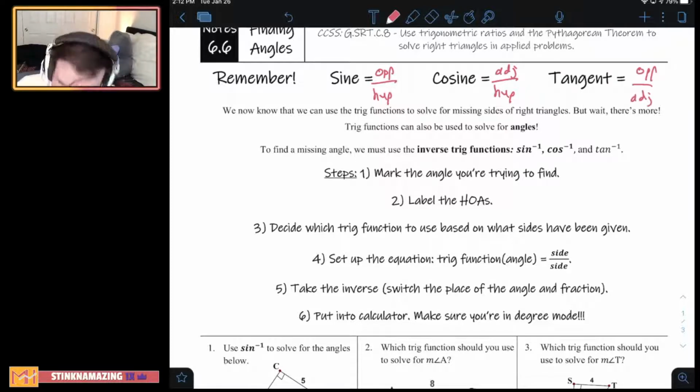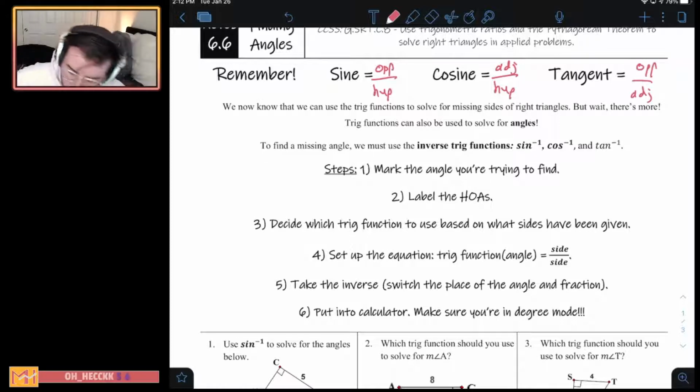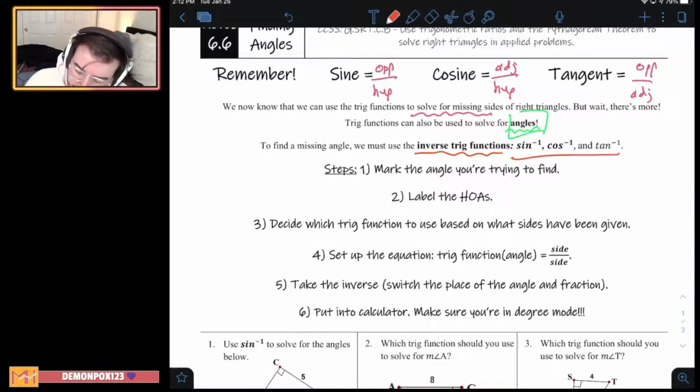Let's read this blurb together here. We know that we can use trig functions to solve for missing sides. But wait, there's more. Trig functions can also be used to solve for angles. Yes, I know, terrific. To find a missing angle, we use inverse trig functions. And the word inverse essentially means reverse or backwards. So we use trig functions that are in the reverse, which will make more sense later on. And they look like that.